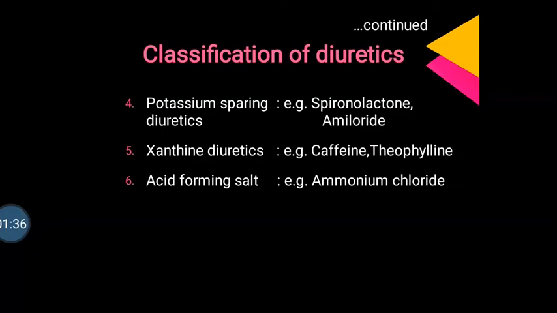Class 4 is potassium sparing diuretics, example spironolactone, amiloride. Class 5 is xanthine diuretics, example caffeine, theophylline. And class 6 is acid forming salts, example ammonium chloride.